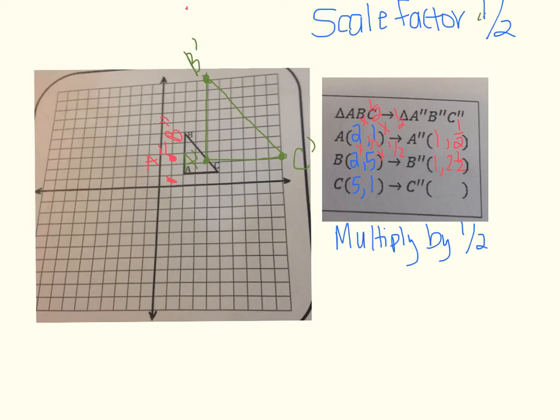And then the last one, I'm going to take 5 times 1/2 for C, and I get 2.5, or 2 1/2, and then 1 times 1/2 to get 1/2. So I'm going to go over 2 1/2, up 1/2. So this one's going to be kind of floating in the middle there, and that's okay. And that's going to be C double prime. So then I connect my lines here, and that is a triangle that has been dilated by a scale factor of 1/2.